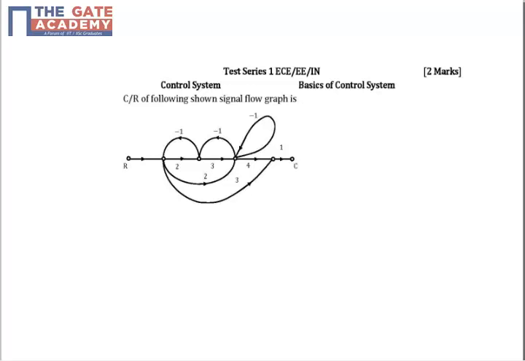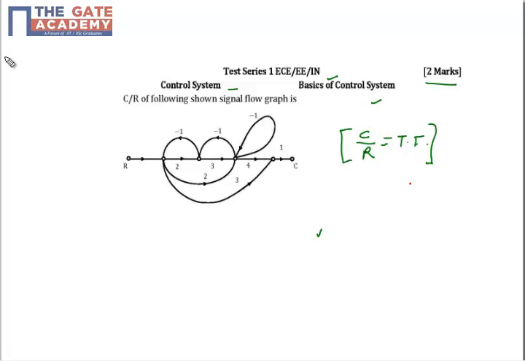Hello friends, this question is from test series number 1, subject name is control system, topic name is basic control system. It's a 2 marks problem, and in the problem we need to find the transfer function of the signal flow graph, which is C by R. We need to calculate the transfer function. The signal flow graph is a very standard method. We always use Mason's gain formula to calculate the transfer function.